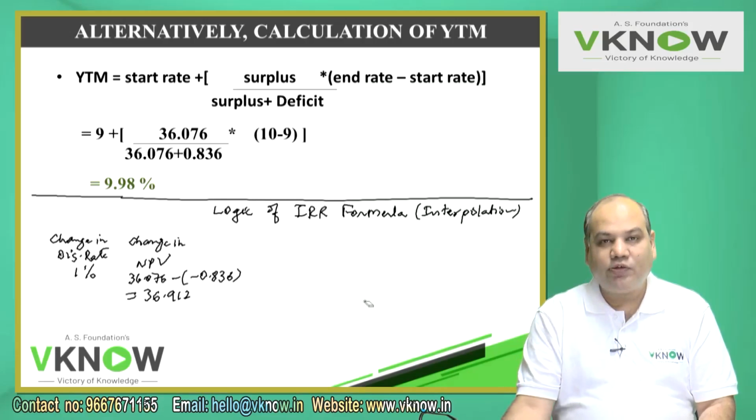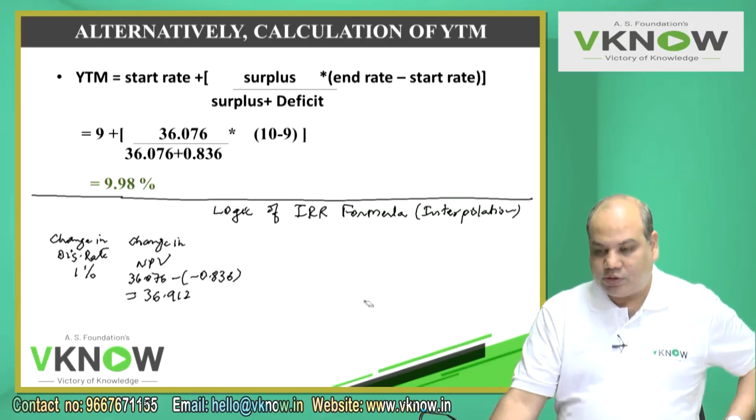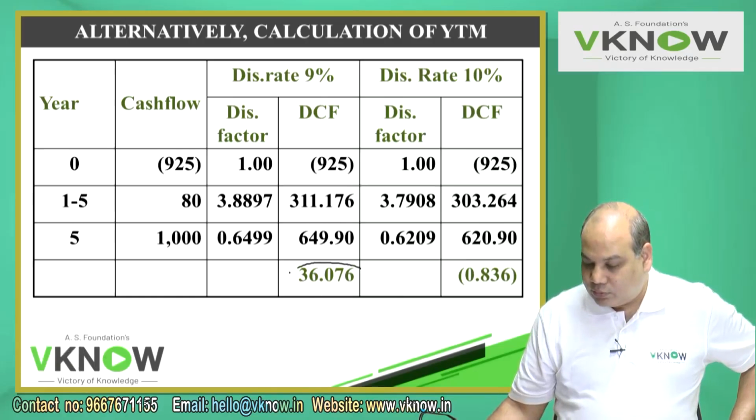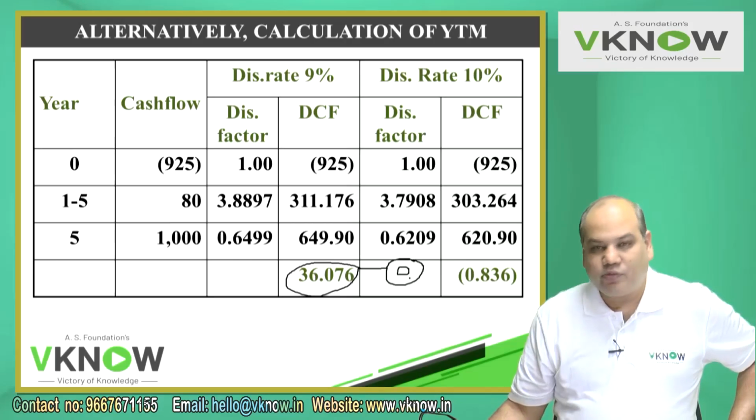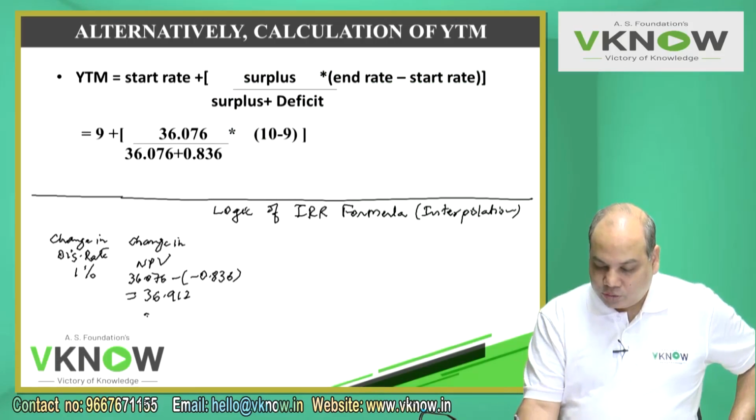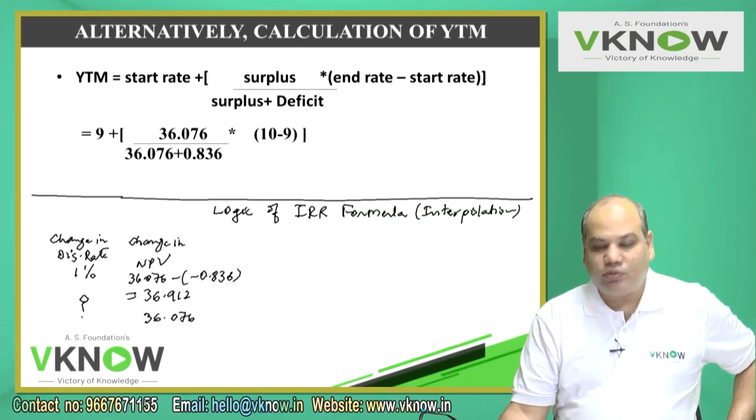Now you see the arithmetic. When I use 9% discount rate, NPV was 36.076. We want that this number should become 0, because if it becomes 0, then we'll get the IRR. So how much change do I need? If I have to make this number 0, how much change do I need? So I need to reduce this number by 36.076. So to bring about a change of 36.076, what is the change in discount rate required?